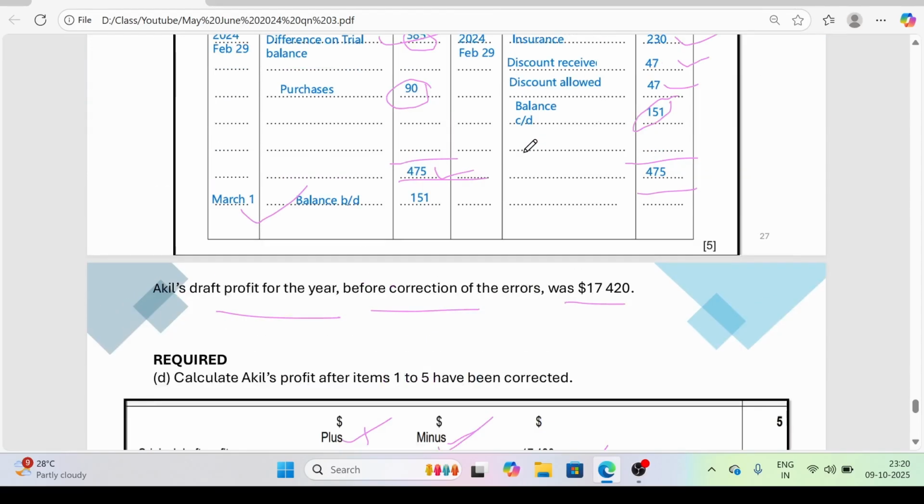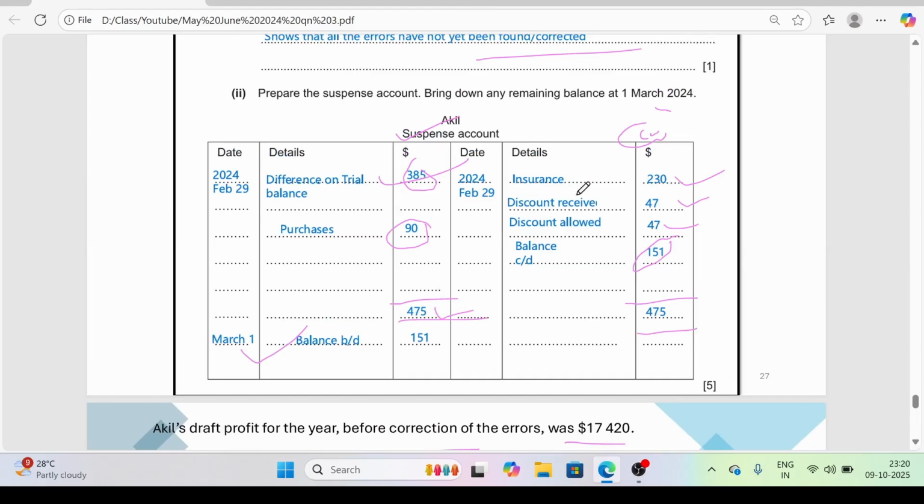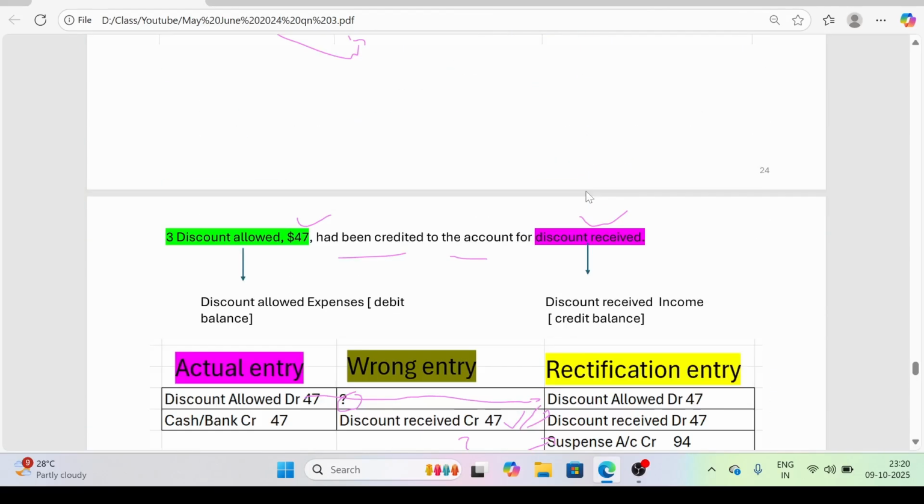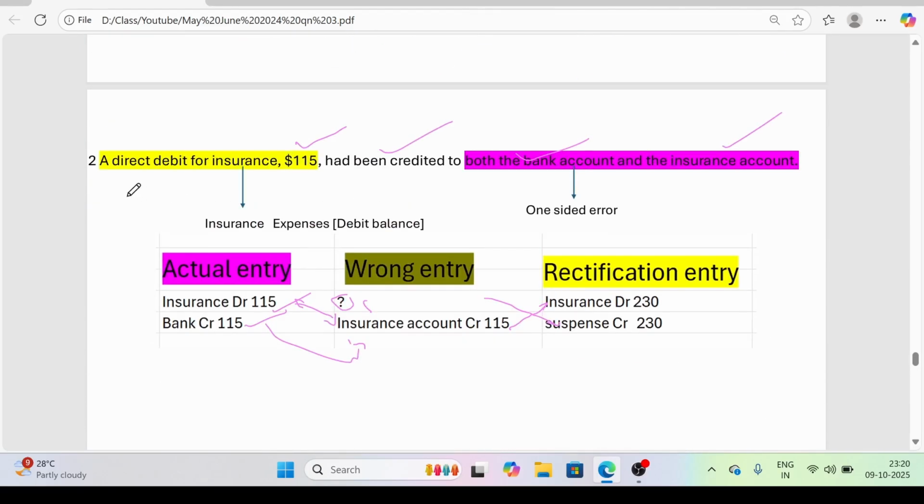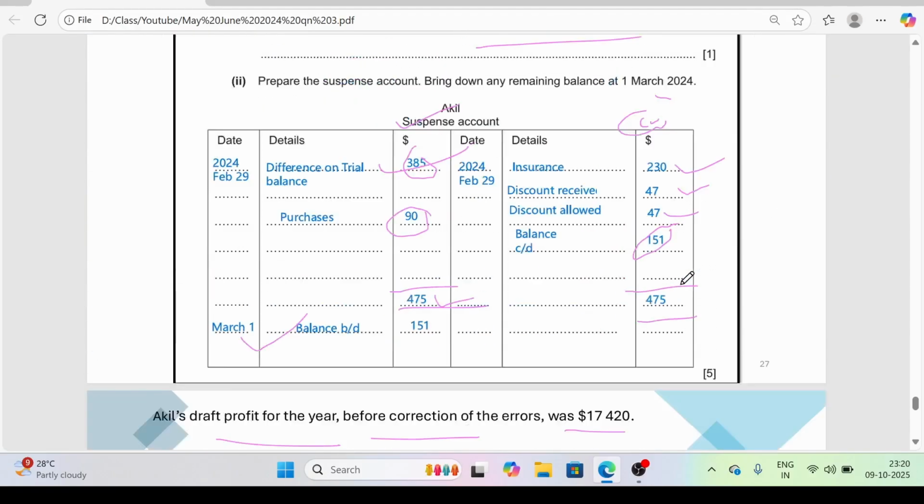You know the reason, right? 230 insurance, because the direct debit of insurance 115 had been credited to the bank account and the insurance account. So a debit balance account, if understated, it will come on the credit side. So we have to increase it. Clear? We have to increase it. That's why we are recording here.